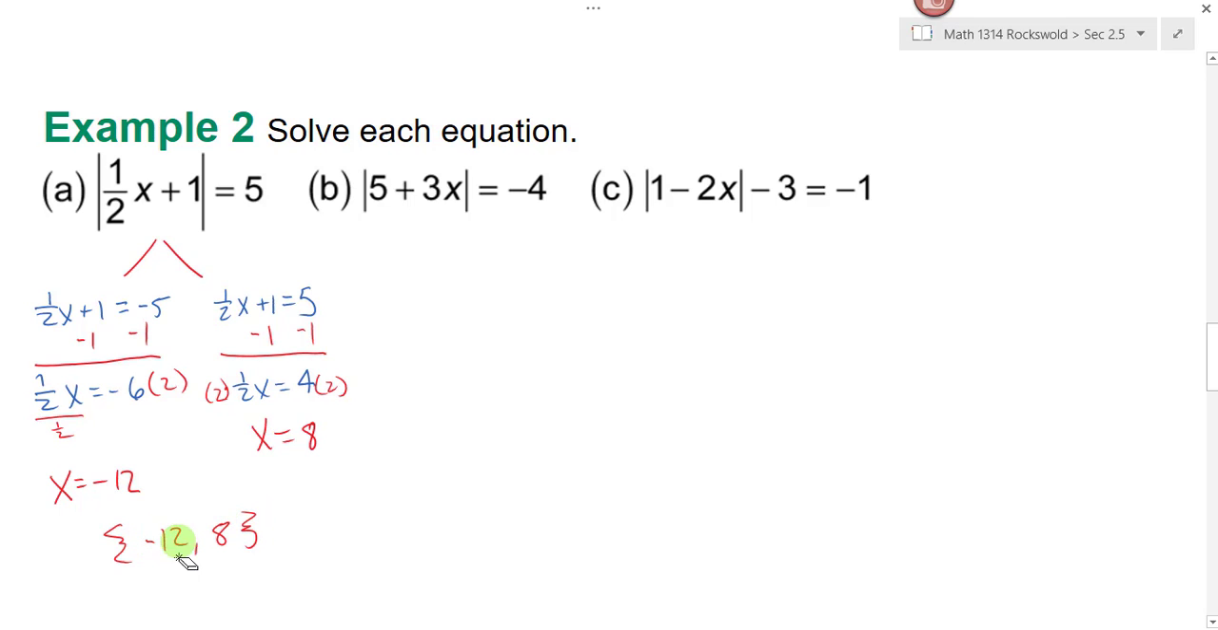And we can check our answers to see if they're right just by plugging in this value in place of x. Half of -12 is -6, and -6 plus 1 is -5, and the absolute value of -5 is 5. So that one checks out. Check the 8. Half of 8 is 4, and 4 plus 1 is 5, and the absolute value of 5 is 5. It checks out. It's a good habit to get into to check your answers every time.